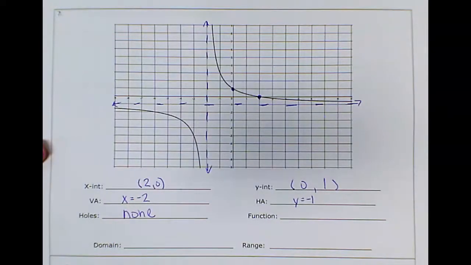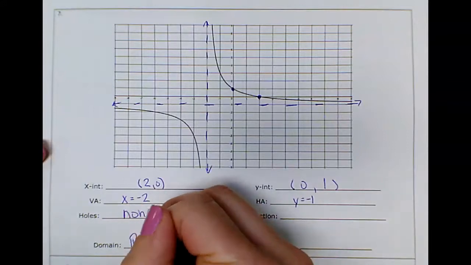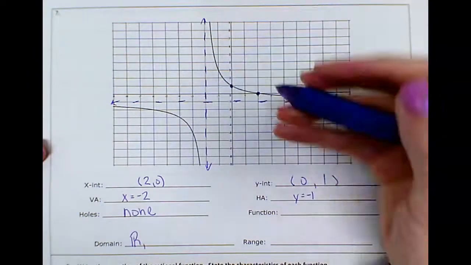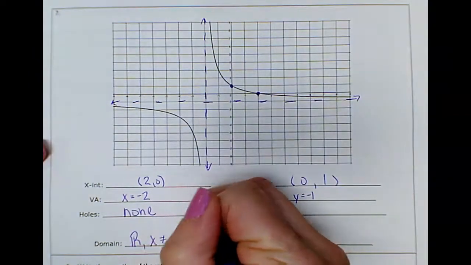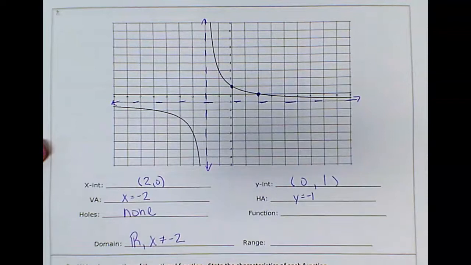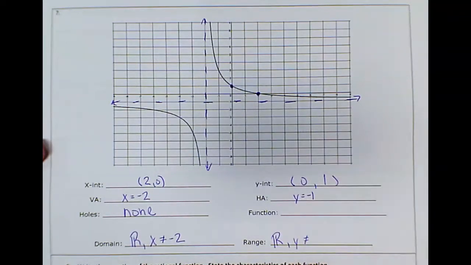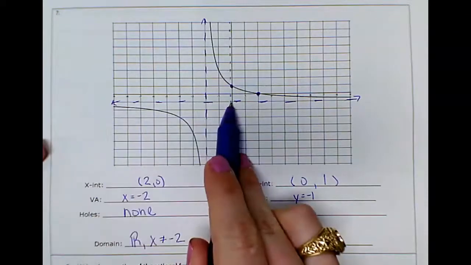The domain is all real numbers except negative 2. So x can't be equal to negative 2. And the range is all real numbers except y can't be equal to negative 1.